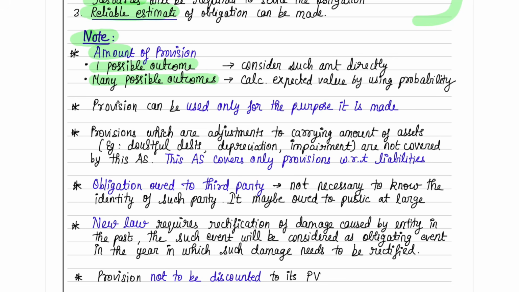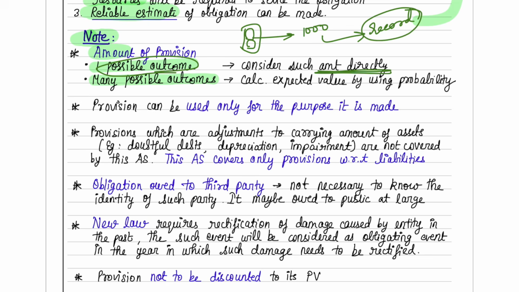Okay, so if you have broken a red signal, either it might be that you know that only 1,000 rupees fine they will put on me, so it is only one possible outcome, then you can consider that amount directly. So 1,000 rupees, you can record it in your books directly.